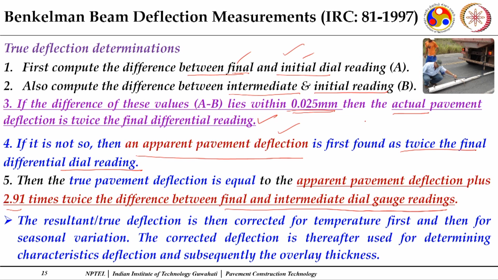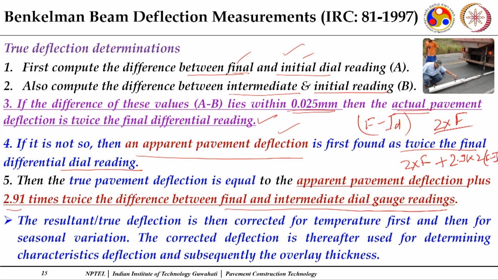So, one is your final differential minus intermediate differential. If this is less than 0.025, then twice your final differential reading will be your actual deflection. If this is not so, then twice your final differential reading is your apparent deflection. To that, you have to add 2.91 times twice your final minus intermediate readings. This and that give you the true deflection. From this, what you get is your actual pavement deflections. This is the exercise.